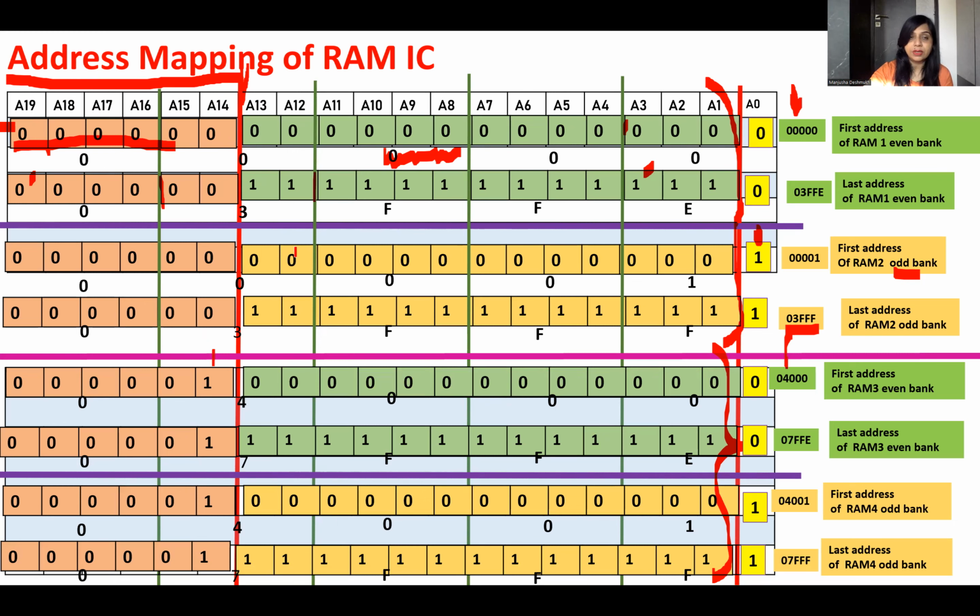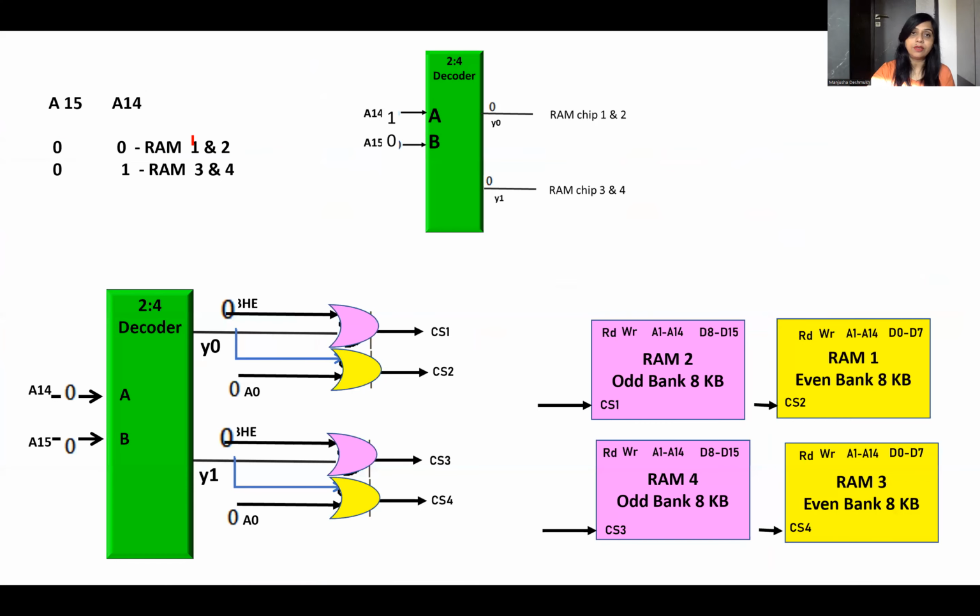So if we select A14 and A15, the combination of these both lines within the set is the same, 0, 1, 0, 1, 0, 1, 0, 1. Within the set it is the same, but across the set it should be different. Remember, you have to select such address lines in which within the set the combination of bits is similar, but across the set it should be different.